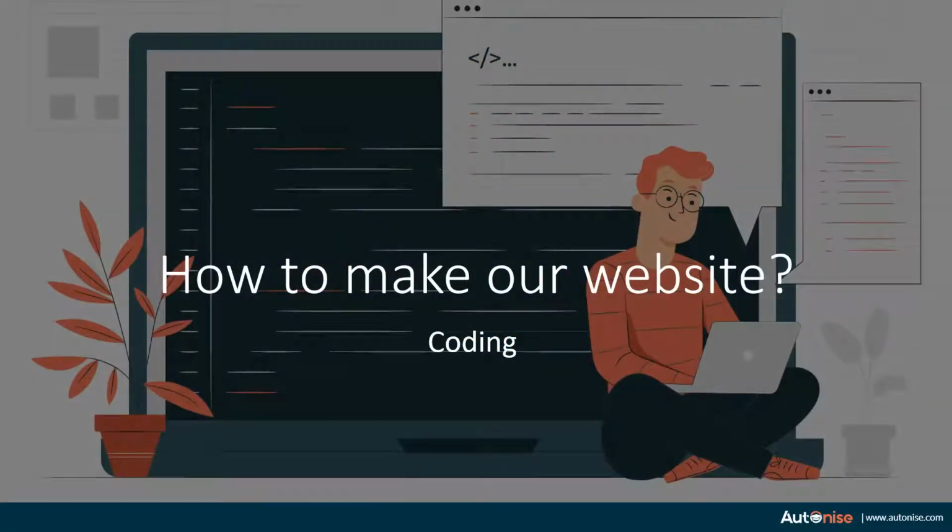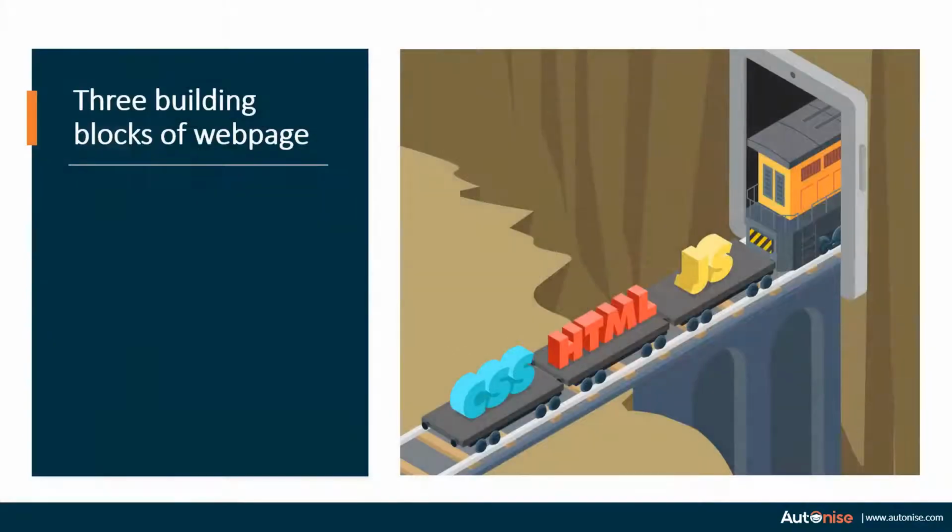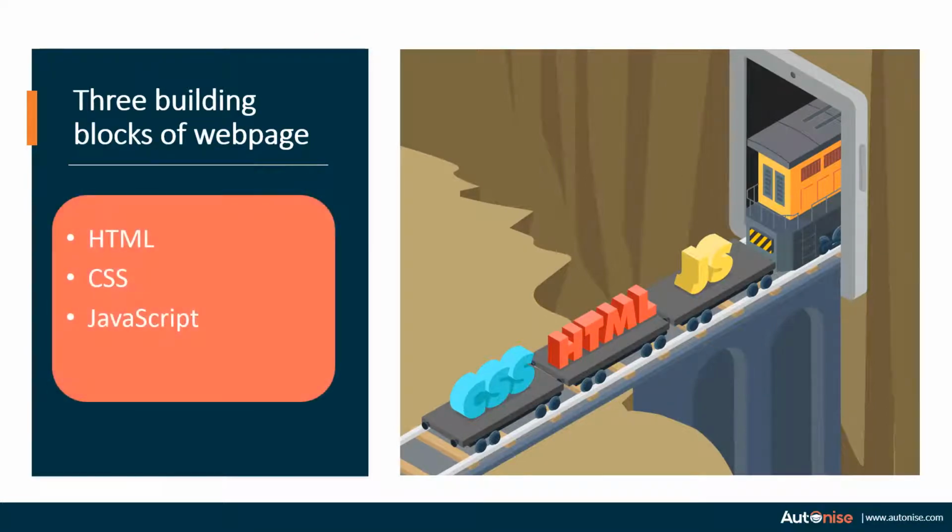So how do we make our own website? Obviously, you will have to code to create your website. So these are the three building blocks of a web page. The first one is HTML, the second one is CSS, and the third one is JavaScript. Let us have a look at each of them and correlate it to the way we broke down the web page earlier.